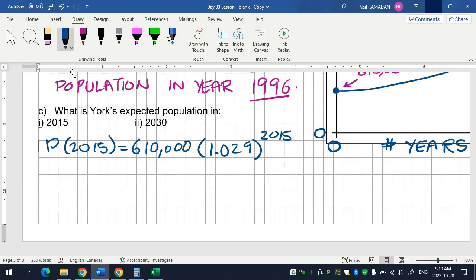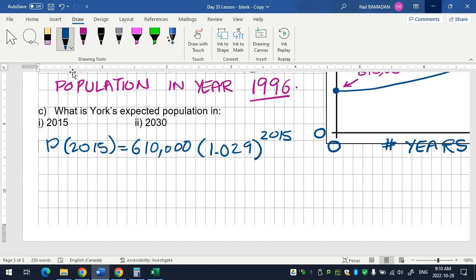Everyone listen up, eyes on me. That means you are finding the population not in the year 2015, but 2015 years after the year 1996. And let's be honest here. What was the initial population in 1996? Come on, everyone, because math has to make sense. 610,000, okay?